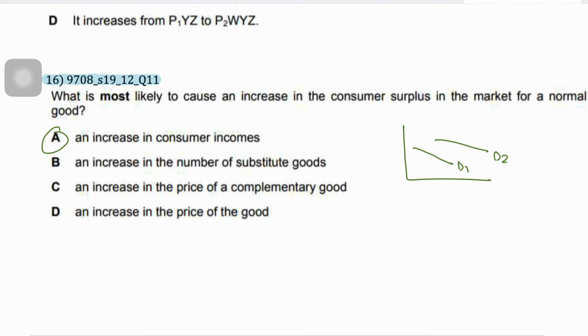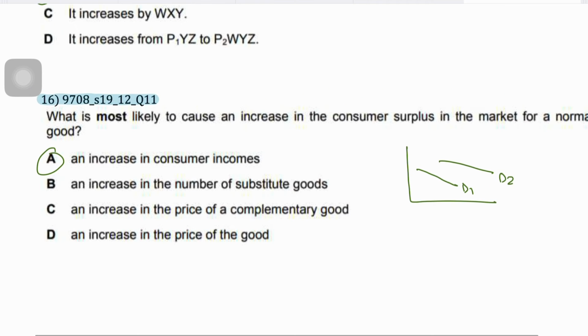That would cause an increase in consumer surplus. And the rest of the answer options are pretty straightforward and incorrect as well. It's quite obvious that they're incorrect. Look for yourself. An increase in the number of substitutes would mean that your demand would become more elastic, and the more elastic the demand is, the less the consumer surplus, because the willingness to pay is less. And an increase in the price of a complementary good would shift your product's demand inwards, and hence consumer surplus would go down, because as demand shifts to the left, your willingness to pay goes down, and that causes a reduction in consumer surplus. An increase in the price of a good also causes a reduction in consumer surplus. So A is the correct answer.